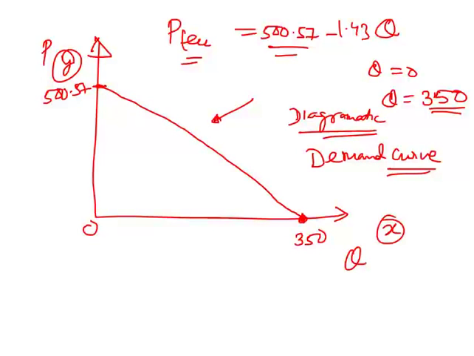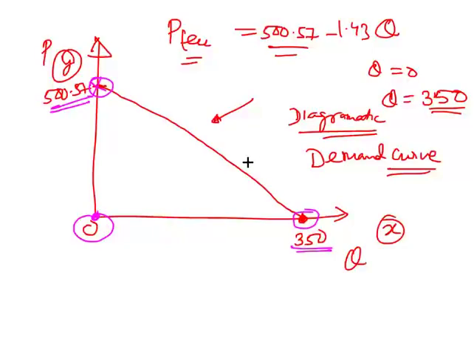We have selected this as the first point: when the quantity demanded was 0, we got this. The second point is when the price is 0, and we have seen that the quantity demanded is 350. So if you join these two, it will give you the line.